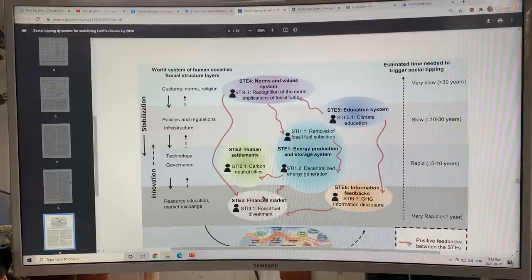The financial markets here can tip very rapidly. They can move on a dime, the financial markets. So we need fossil fuel divestment globally. We need to say, okay, oil companies' stocks are worth zero. The fossil fuels that they have in the ground can't be dug up, can't be exploited. So they go to zero.